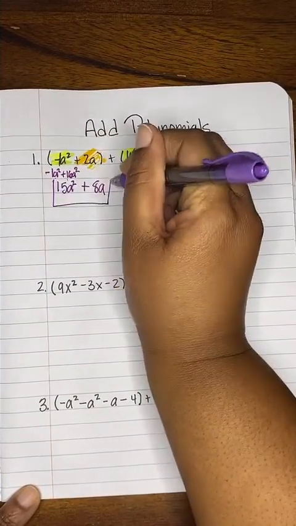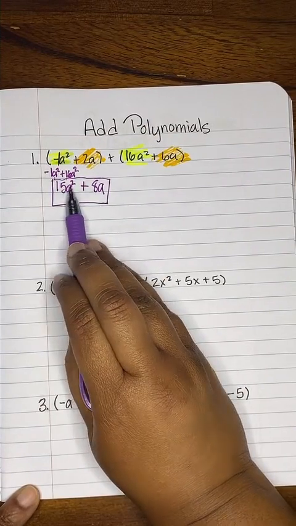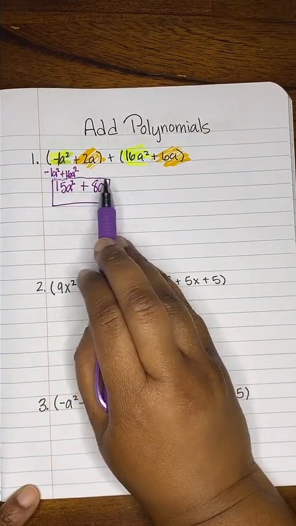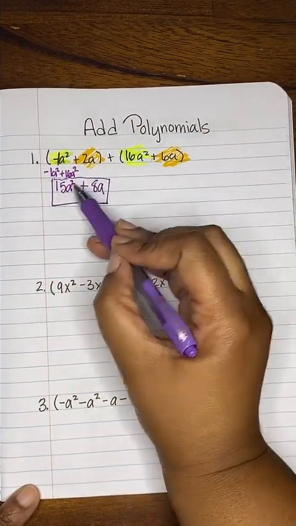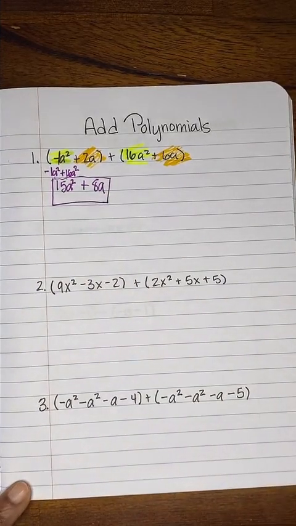And you stop here. Please do not combine this 15 with this a, okay? Remember, this is an a squared, which is different from a single a, okay? When you're combining like terms, they must have the same exponent or degree, they call it as well.